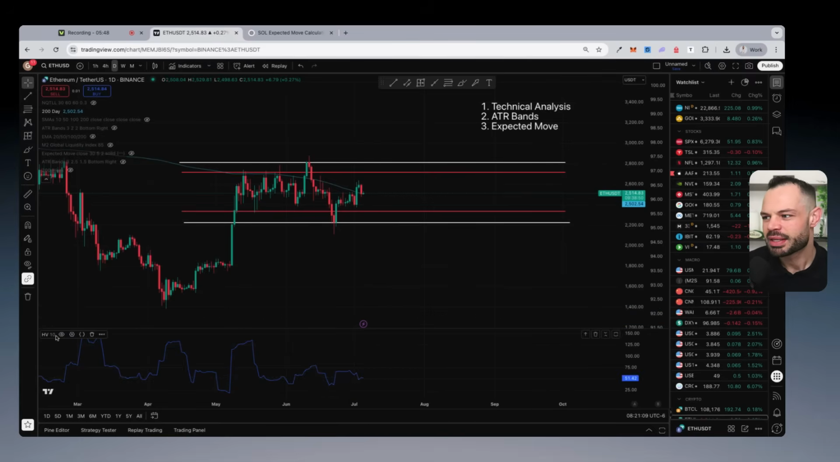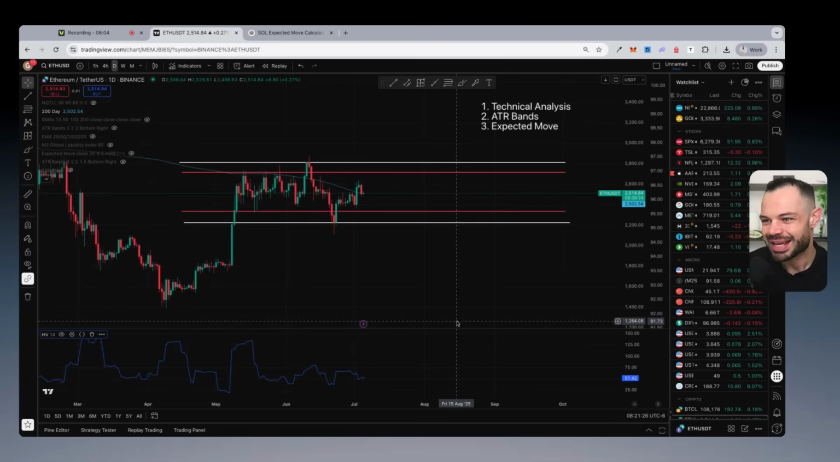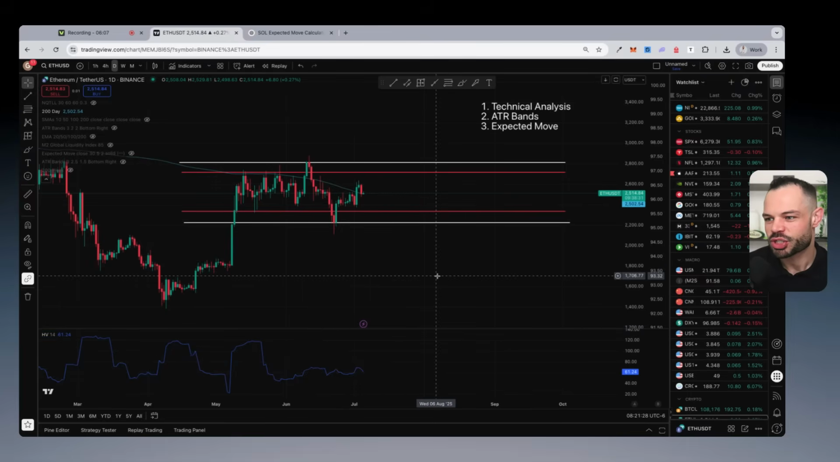Now, by default, the HV look back period is giving us a historical volatility with a length of 10, i.e., a 10-day look back period, because this is a daily chart that we're looking at. If we want to tweak that, which I do, I want to click on these settings and change it to a 14-day look back period. You'll notice that changes the historical volatility score ever so slightly. But the number I'm interested in here is 61.24%. It's telling me that Ethereum has had a 61.24% historical volatility over the past 14 days.